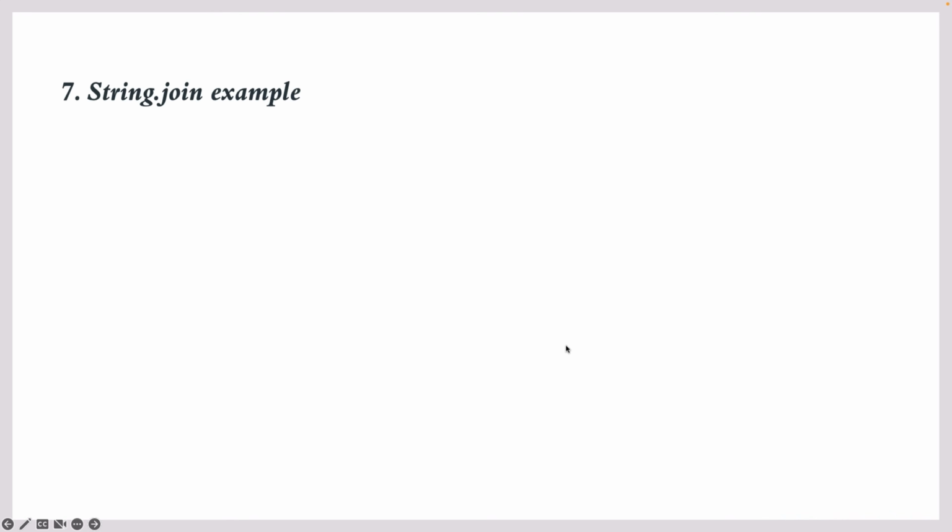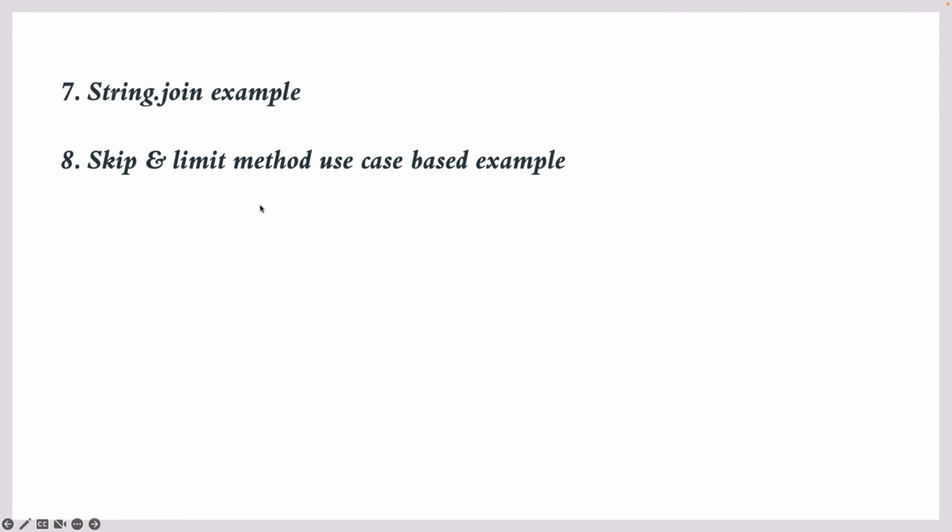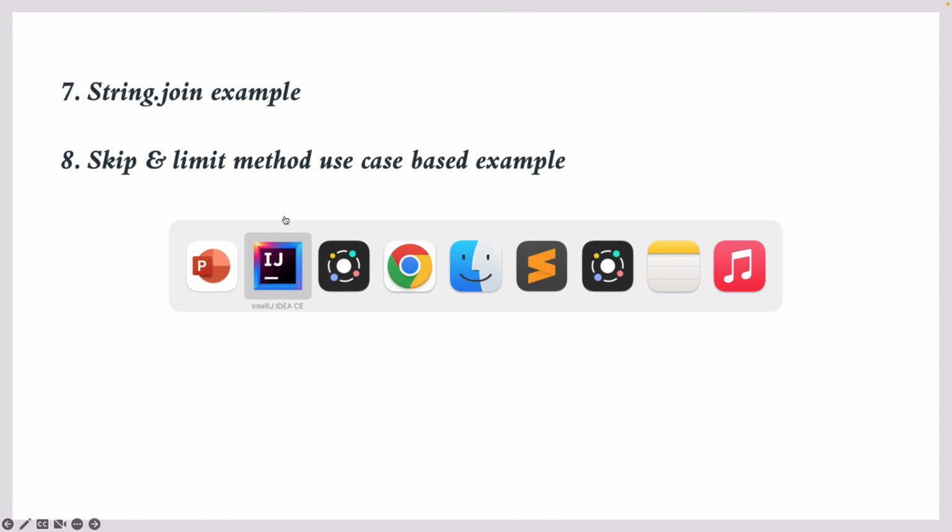Let's move to the next one. Skip and limit method use case based example. He might ask you, let's say you have 10 elements in a list, but you want to only print from 2 to 9. You want to skip the first one and you want to skip the last one. Then how can you do that in Java stream? That is where you can go for the skip and limit method.